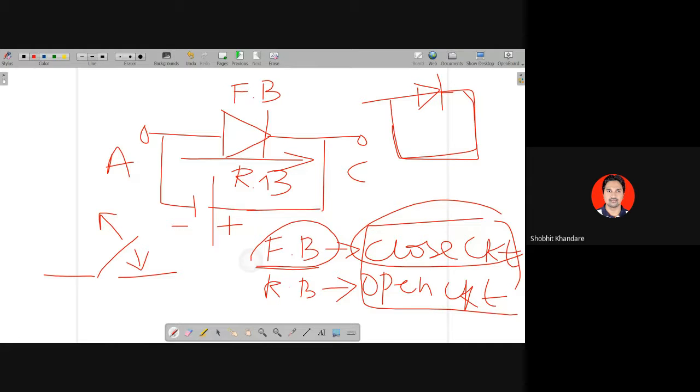Aur aapka forward bias kab hota hai? Whenever you connect anode to the positive and cathode to the negative. Okay, then when this switch will be open, ye switch upar kab jayenga? Then under the reverse bias it works as an open circuit. So there is no current flow in the circuit under the open circuit.